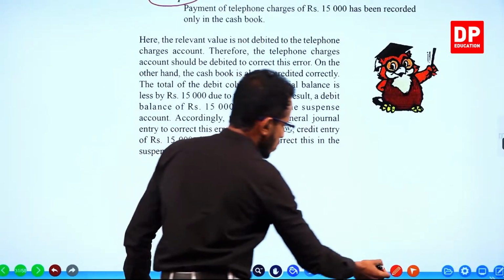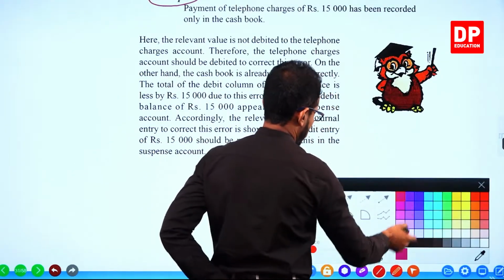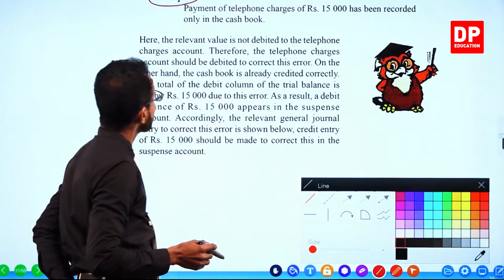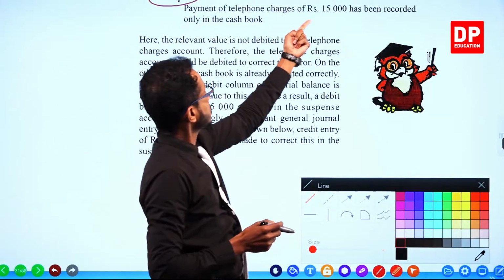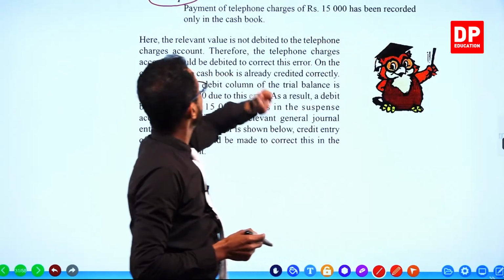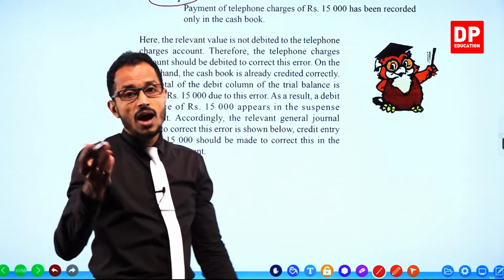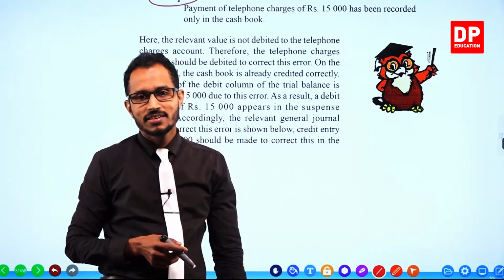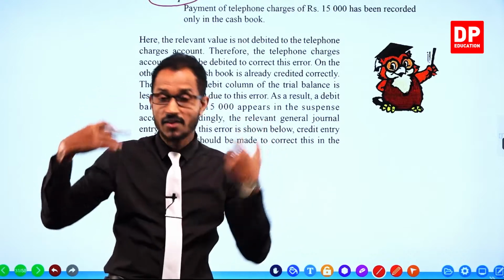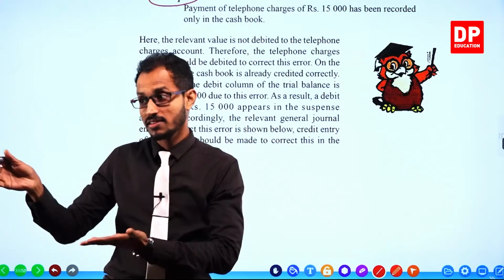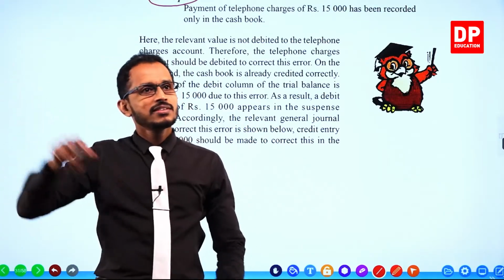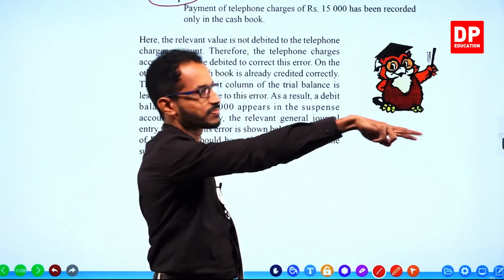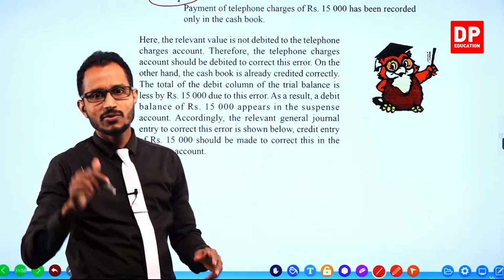Example. One error is given. What is the error? Payment of telephone charges 15,000 has been recorded only in the cash. Wow. The bookkeeper must have been in such a hurry. He has run home after recording one entry.